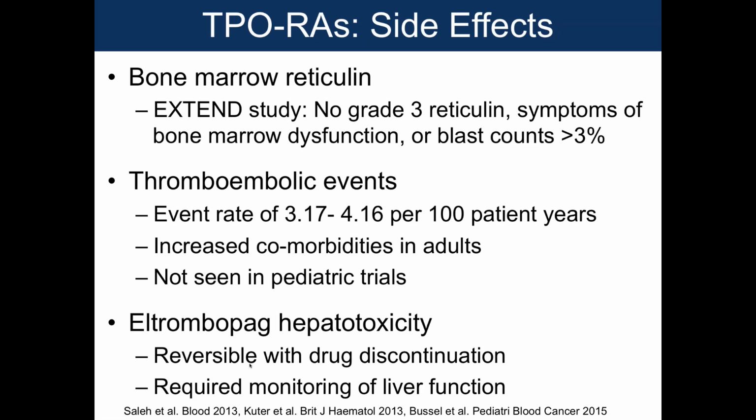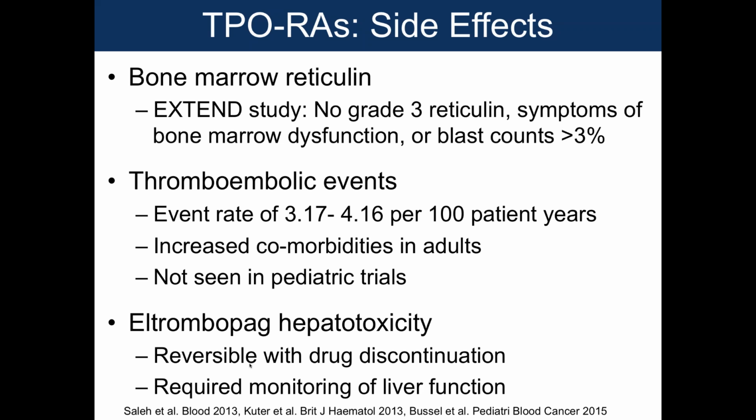So these include the development of bone marrow reticulin. This has been mostly studied in the adult extend study, and what they found there was that there's no grade 3 reticulin development, no symptoms of bone marrow dysfunction, or a blast count greater than 3%. And the reticulin development does appear to be reversible upon drug discontinuation. And I think it's important to note that a lot of times reticulin can be seen just even in the setting of autoimmune conditions such as ITP, and can even be present at baseline.